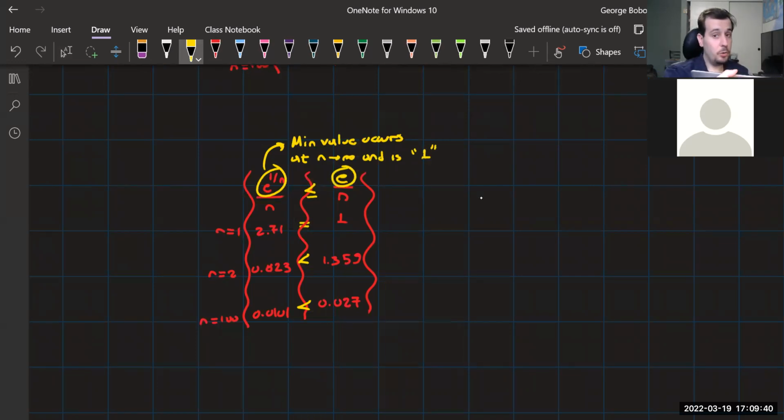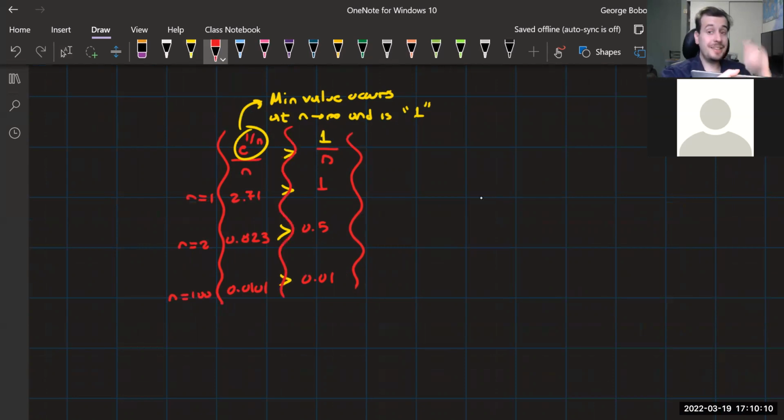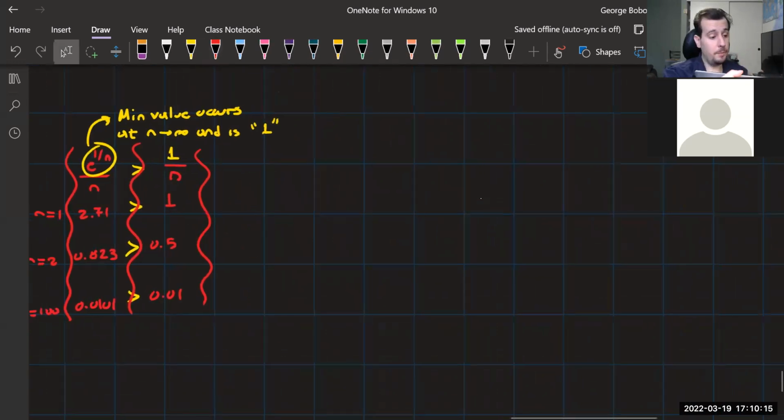So guess what? Instead of e here, what do you want to put to be consistently smaller? 1. Am I saying the truth? Well, 1 over 1 is 1 right now. 1 over 2 is 0.5. 1 over 100 is 0.01. You notice that these have flipped. So you found a series that is consistently smaller right now.